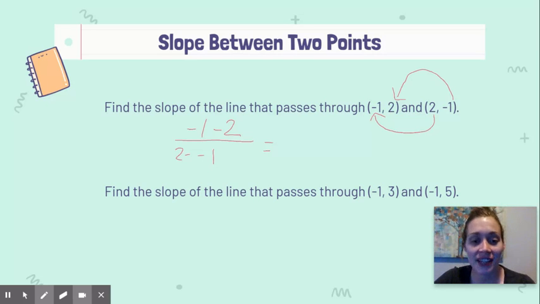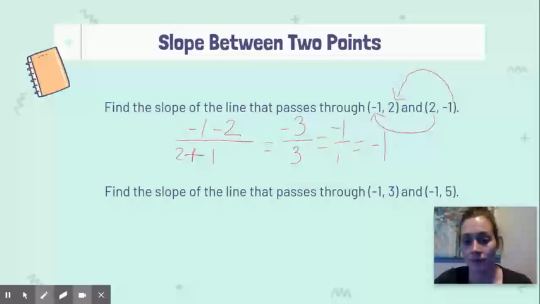So we've got negative 1 minus 2, which gives us negative 3 as our rise. And then 2 minus negative 1. Minus a negative is like adding a positive, right? So 2 minus negative 1 is just like saying we have 2 plus 1. Whenever you have a minus and a negative side by side like that, we can turn it into addition and say 2 plus 1 is 3. And so now we have negative 3 over 3, which we can simplify to negative 1 over 1, or just negative 1. So now we know the slope between these 2 points is negative 1.